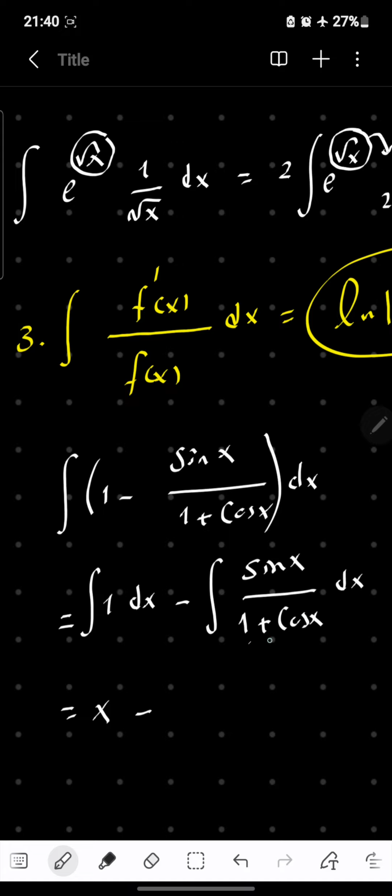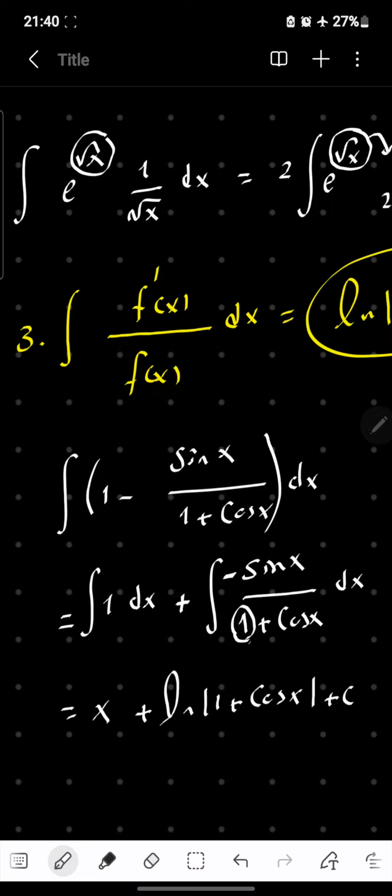I have 1 plus cosine; the derivative of 1 is 0, and the derivative of cosine is negative sine. So we need a negative here. So we can make it positive by moving the negative inside. So we have the derivative of the denominator, negative sine. So it's x plus ln of 1 plus cosine x plus c.